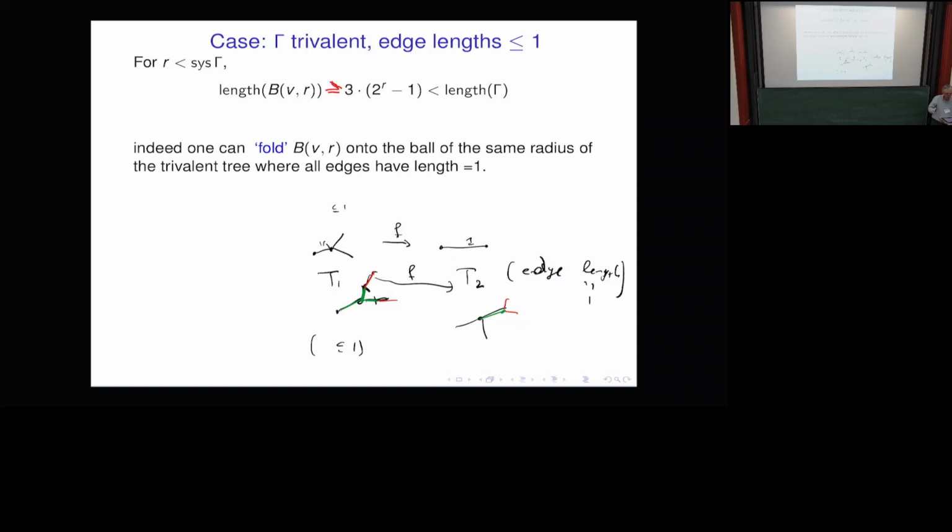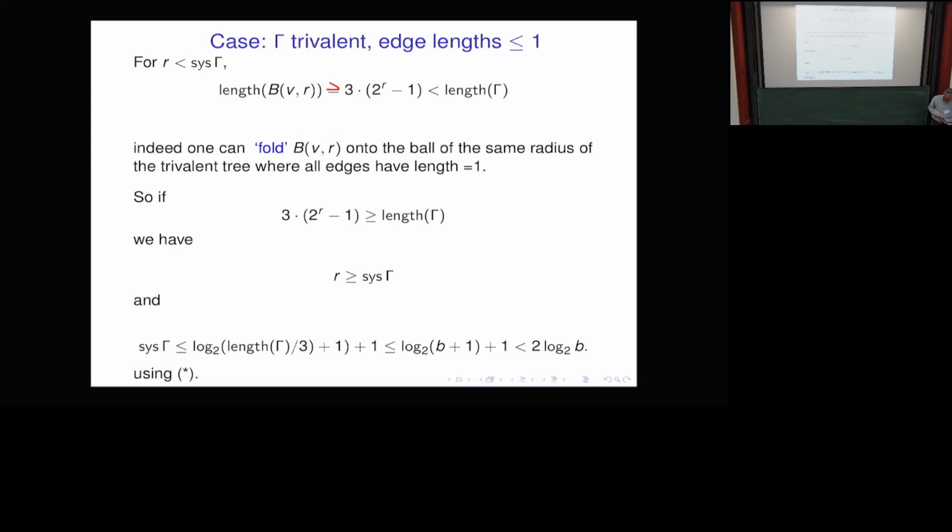So this map decreases length, right? This tells me that if I take a ball of radius r in T1, it is bigger than a ball of radius r in T2, which is all I need for my inequality to work. So we have more branching basically, so we have more area, so the systole again satisfies the same inequality.